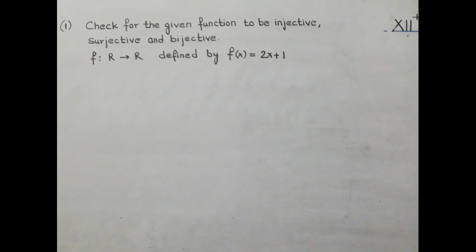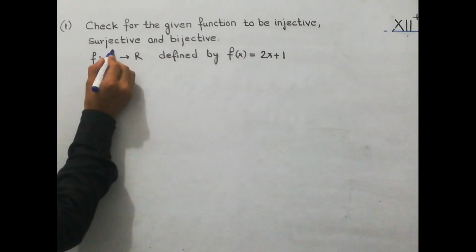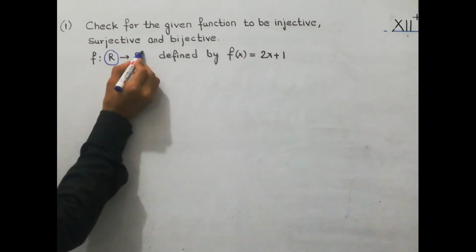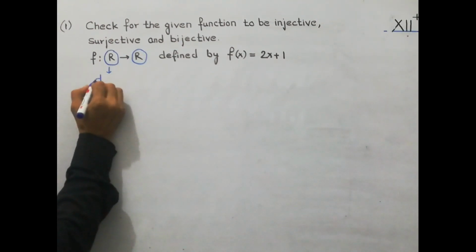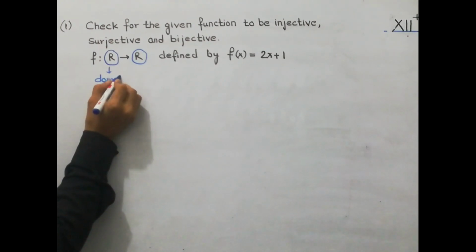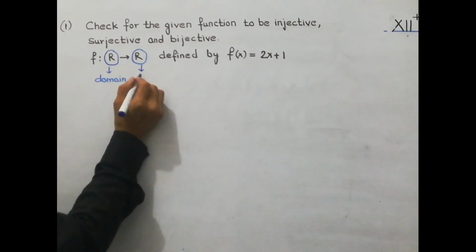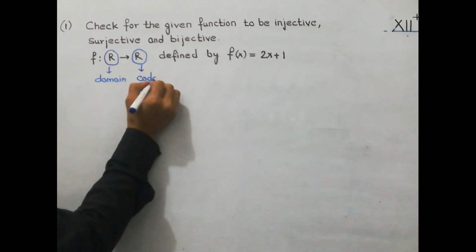Now I will try to explain you through this example how to prove a function to find whether the function is injective, surjective, or it is bijective. Now here they have given you a function which is related R to R. That means here this is your domain and this is your codomain. And this R is representing codomain.